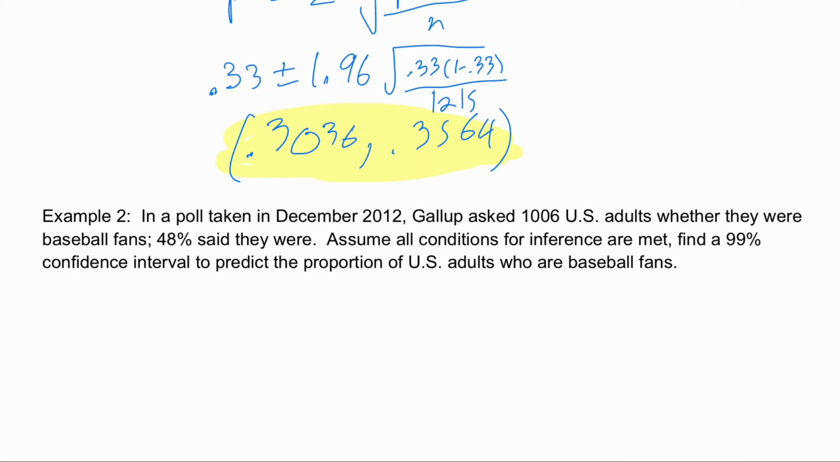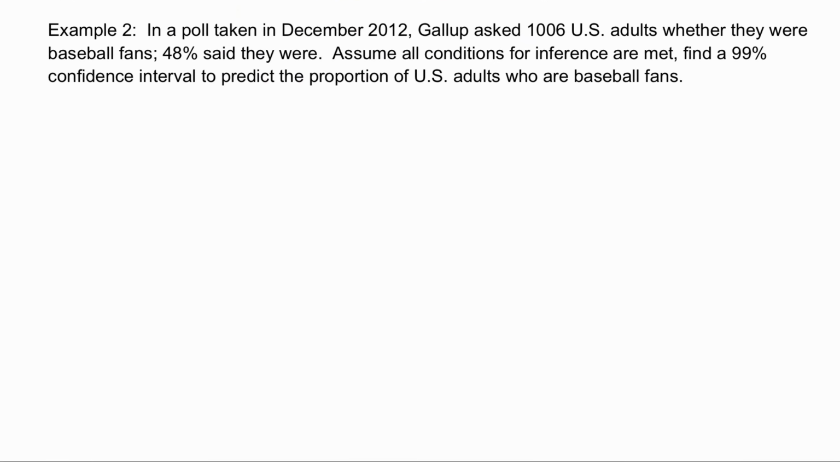Now, I do want to go through one more example with you guys just to make sure, because different confidence levels, different z-scores, things are a little bit different. But our ultimate goal is identify p hat, identify the sample size, and identify that confidence level. So example 2 says, in a poll taken in December 2012, Gallup asked 1,006 U.S. adults whether they were baseball fans. 48% said they were. Assume all conditions of inference are met. We want to find the 99% confidence level to predict the portion of U.S. adults who were baseball fans.